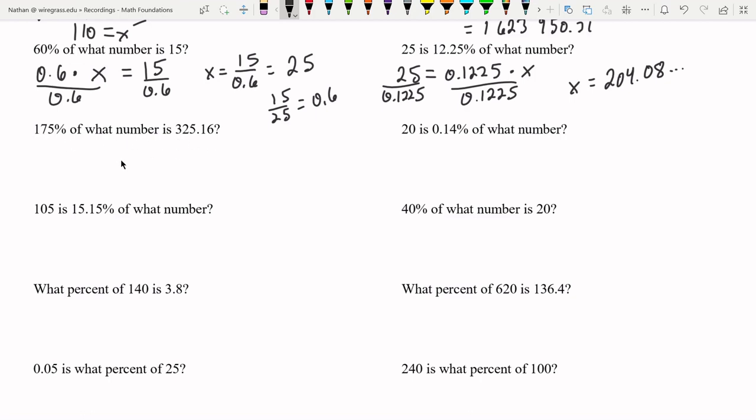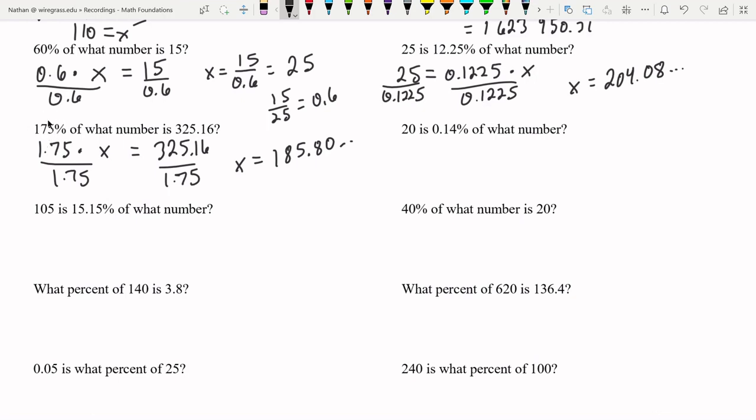175% of what number is this? So 1.75 of what number is 325.16? Divide 325.16 by 175. This one actually continues indefinitely. I think it repeats. So what I have here is 175%, right?